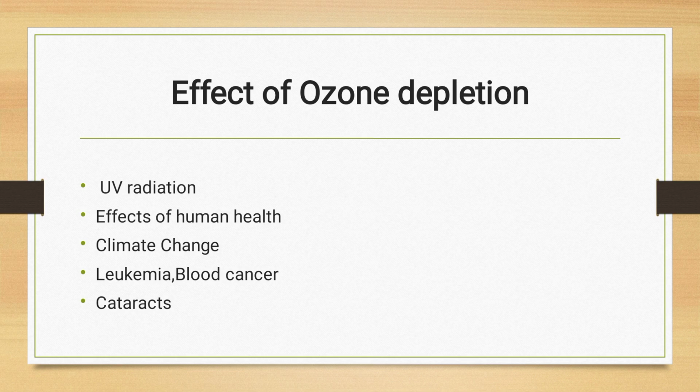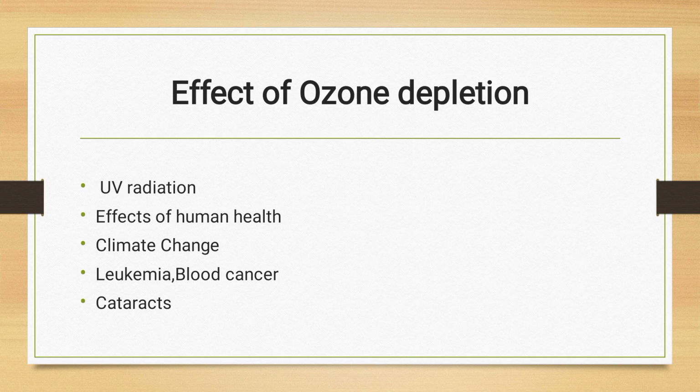UV radiation is also harmful, and measles as well as mumps are caused by radiation. Cataract is a disease that occurs when ultraviolet radiation enters the human eye. Leukemia, blood cancers, all will happen, and climate change is also an effect of ozone layer depletion. So you can see that these are all the effects of ozone layer depletion.